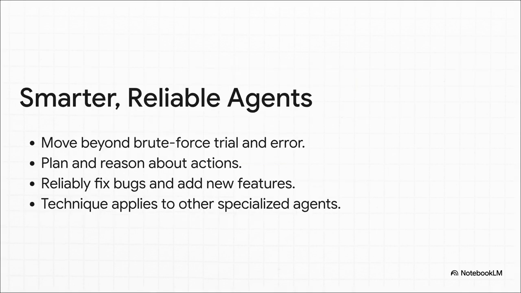And that leads to the ultimate goal here, a new kind of AI agent that's way smarter and more reliable. An agent that can actually plan and reason about its actions instead of just using brute force trial and error. Imagine an AI you can trust to reliably fix bugs or add new features to a huge complex codebase. And this whole world model idea, it's not just for coding. This could be the blueprint for all sorts of specialized agents in the future.